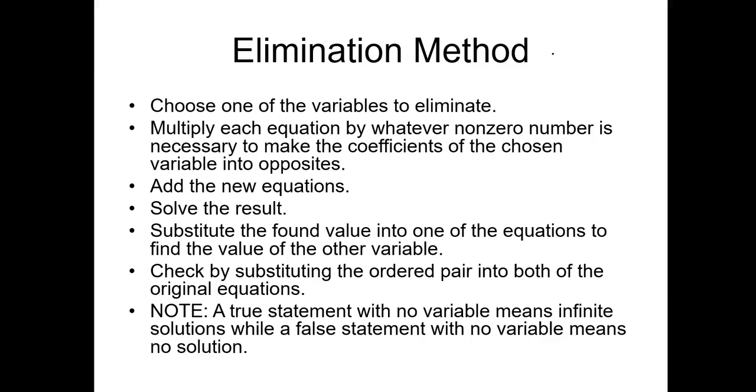And when we do that, we're going to end up with one equation, one unknown. And we're going to solve it. Take the solution, substitute into one of the full equations to find the other variable, and there you go. There's your ordered pair. And again, check by substituting the ordered pair into both of the original equations. All right, so elimination method.